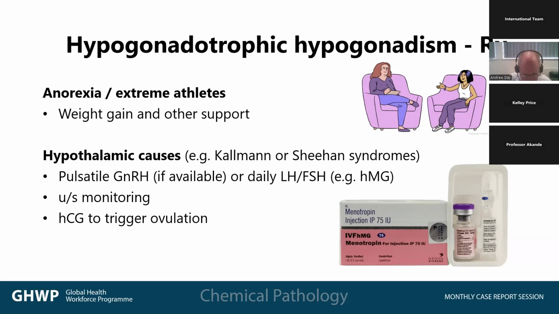to trigger development of the oocytes, monitored carefully with ultrasound, and then once an appropriate stage of maturation has been reached, injection of HCG as a substitute for LH to trigger ovulation. So artificial fertilization techniques are certainly available and can achieve a successful pregnancy in these hypogonadotrophic group of patients.